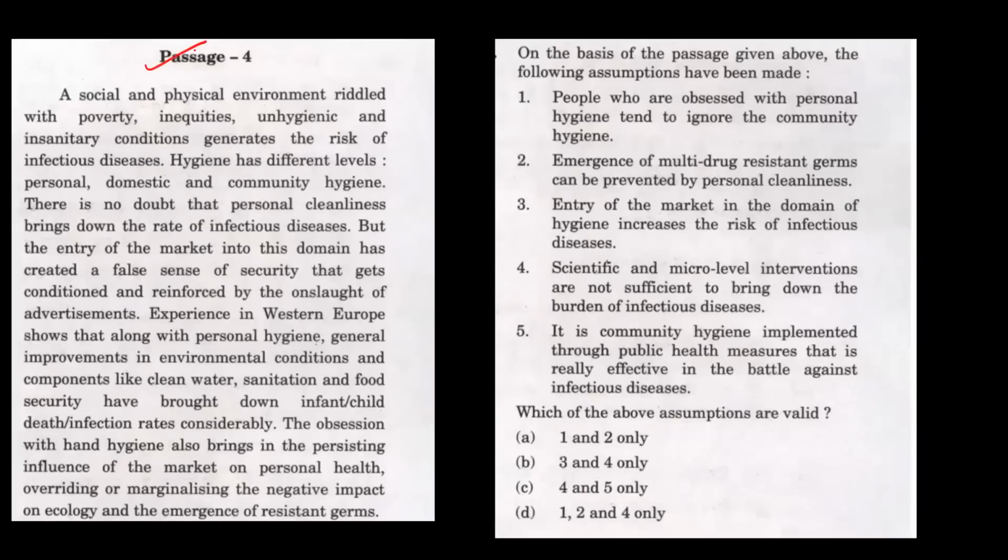Let us see this passage, guys. A social and physical environment riddled with poverty, inequity, unhygienic and insanitary conditions generates the risk of infectious disease. Obviously, hygiene has different levels: personal, domestic, community hygiene. There is no doubt that personal cleanliness brings down the rate of infectious disease.